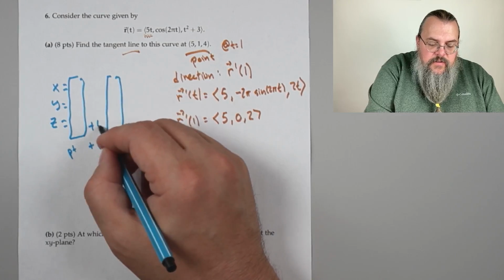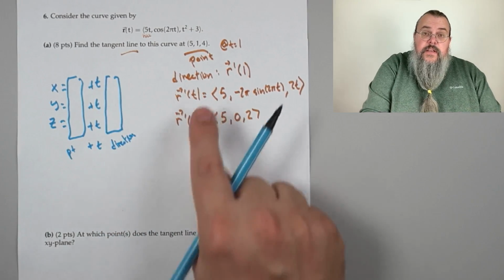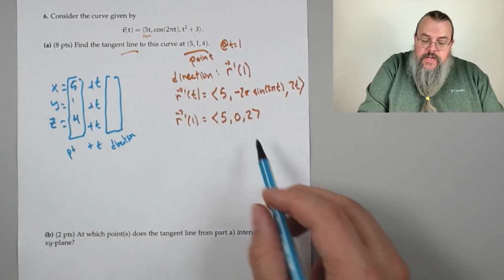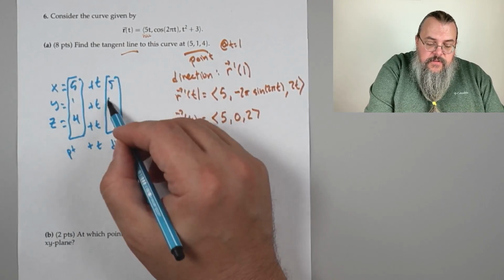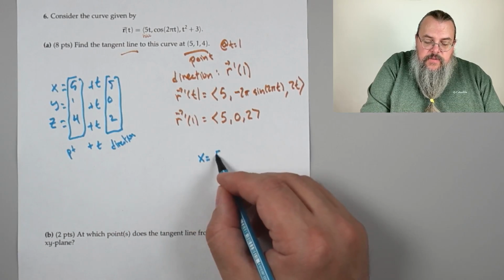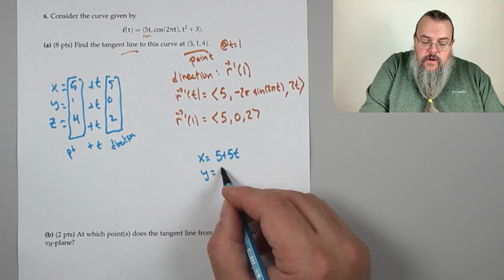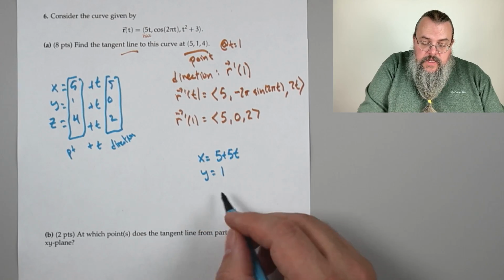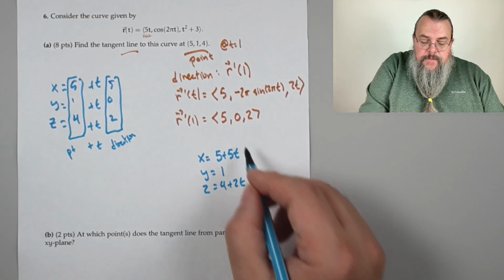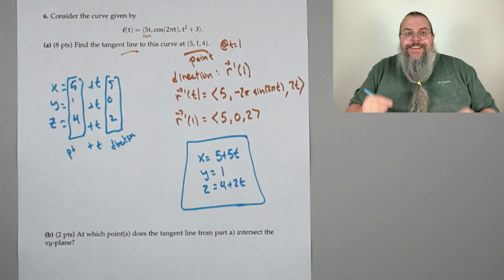All right, so there's my pieces. And my point is 5, 1, 4. My direction is 5, 0, 2. Or if I just clean that up, I get x is 5 plus 5t. Y is constant value 1. And z is 4 plus 2t. All right, so we're done with part A.